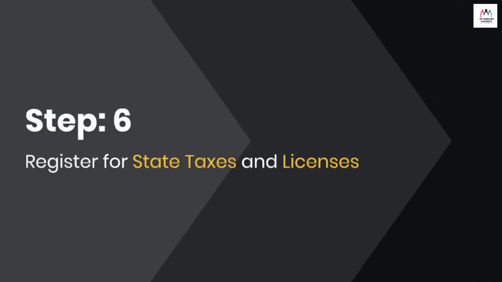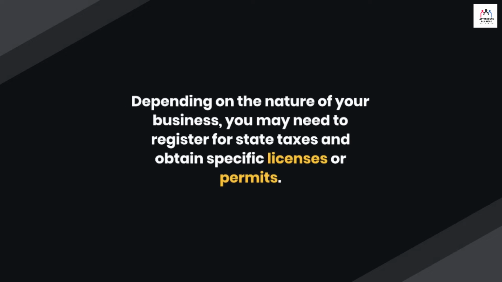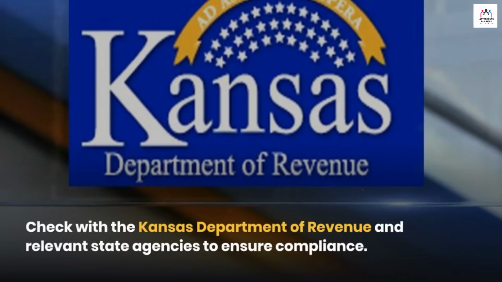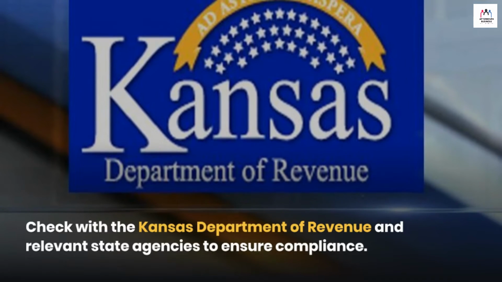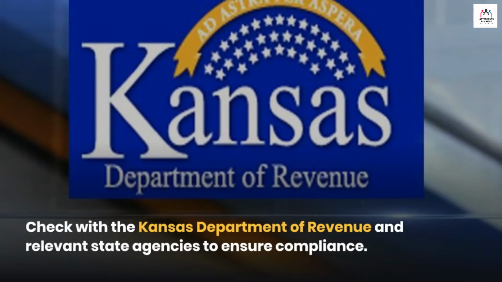Step 6. Register for state taxes and licenses. Depending on the nature of your business, you may need to register for state taxes and obtain specific licenses or permits. Check with the Kansas Department of Revenue and relevant state agencies to ensure compliance.